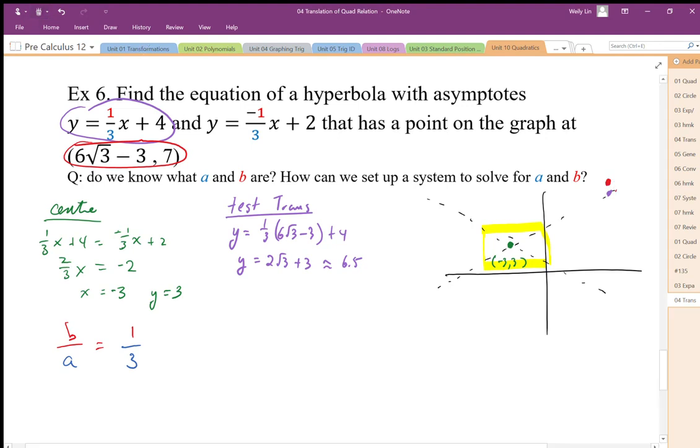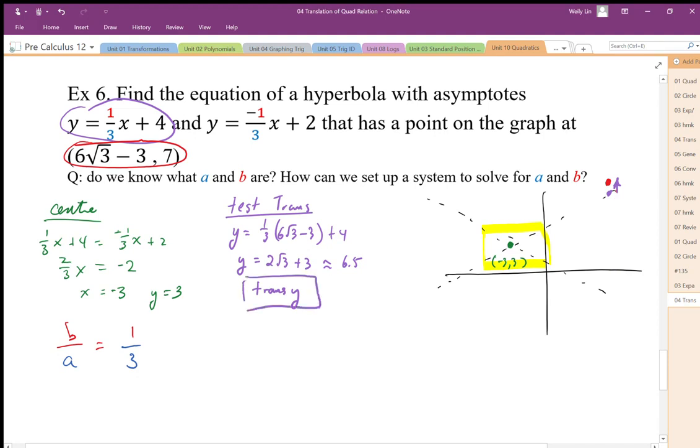Since it's above, it must be trans y. I cannot draw trans x through that red point, so that won't work. This establishes the fact that it's trans y.